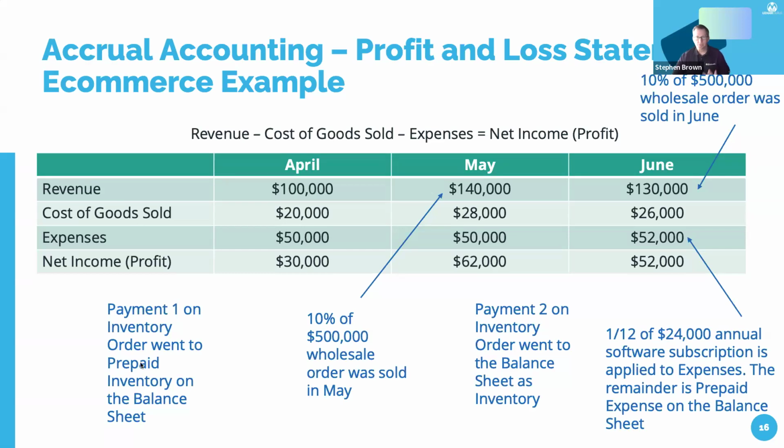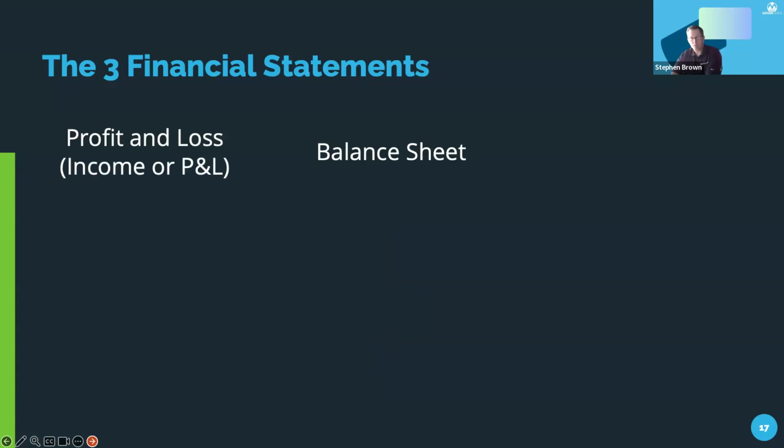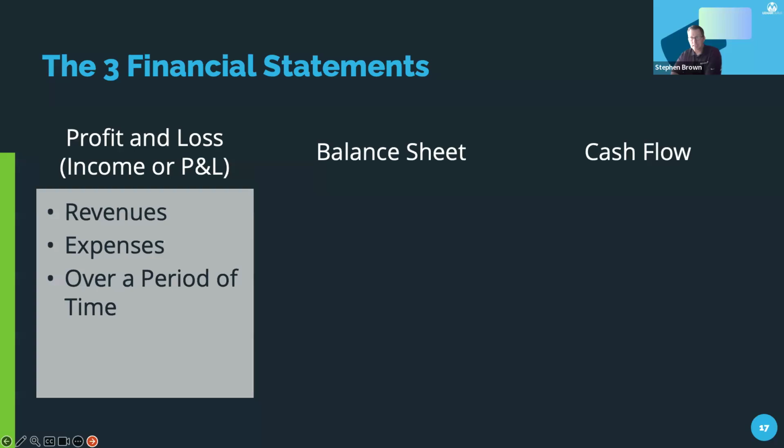Okay. Please ask questions if I'm losing you. We're getting into the deep end now. So accrual accounting really brings in the need for the three financial statements: the profit and loss, which is also known as the income statement or P&L for short, the balance sheet, and the cash flow statement or statement of cash flows. Each of these do different things. So the profit and loss shows your revenues and your expenses over a period of time. So you're saying, what was my profit and loss for a month or a year?